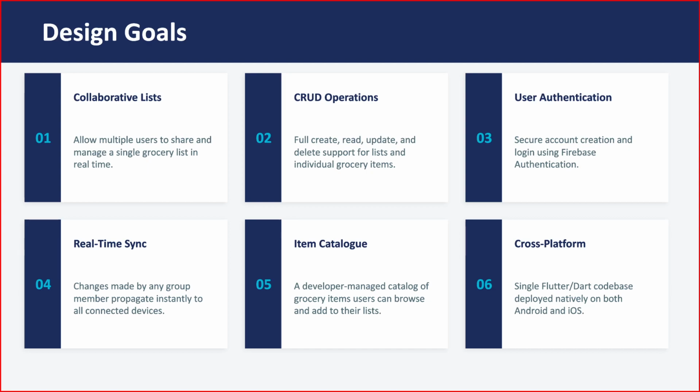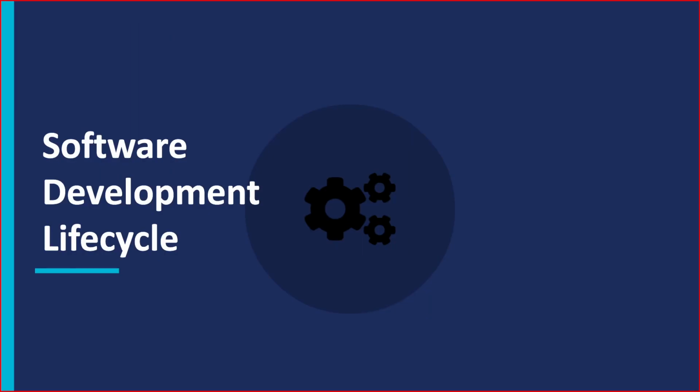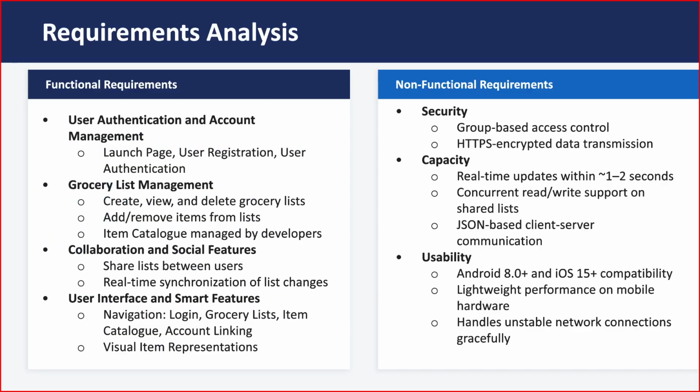Collaborative lists that multiple people can edit, full CRUD operations for managing lists and grocery items, user authentication, real-time synchronization of all data, a detailed item catalog with images, and cross-platform deployment for both iOS and Android. Now, let's move into the actual software development life cycle.